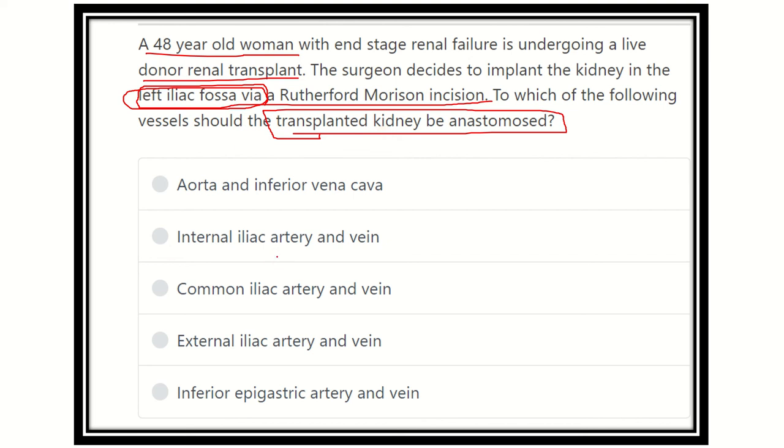Here the options are: aorta and inferior vena cava, internal iliac artery and vein, common iliac artery and vein, external iliac artery and vein, and inferior epigastric artery and vein. So we have to find out in which of the vessels we can implant the kidney properly for normal function of the kidney. It needs space for accommodation, because the kidney is an organ that has to be placed in an area which will be comfortable for it.